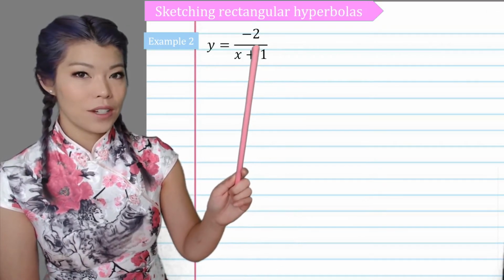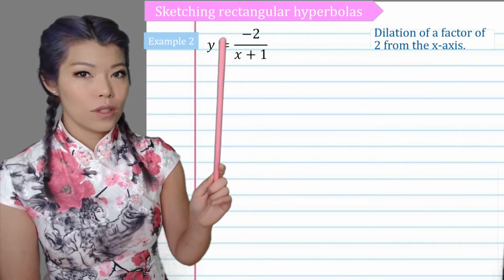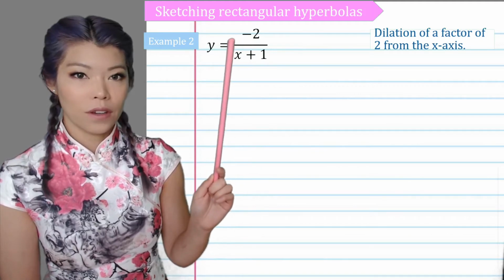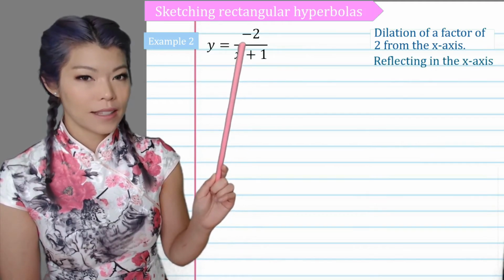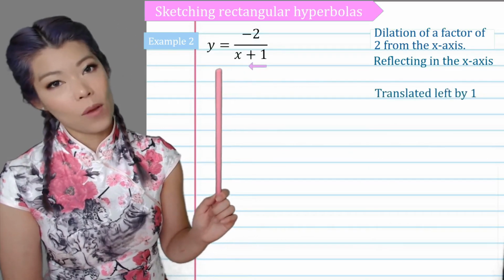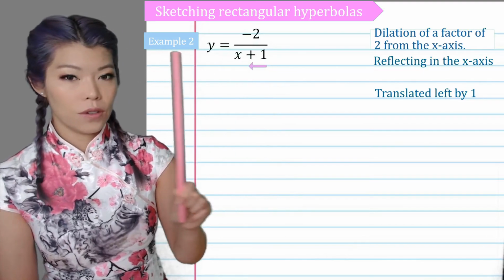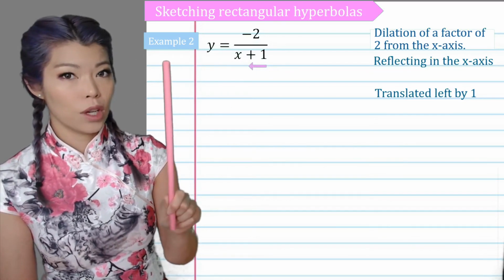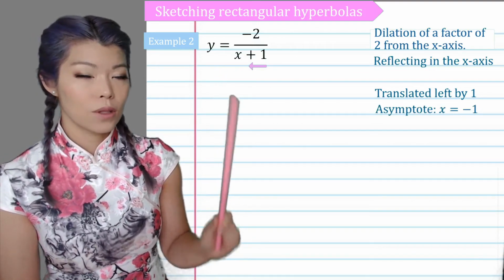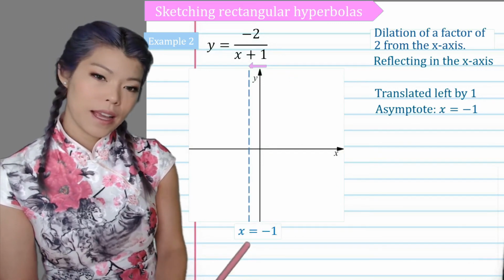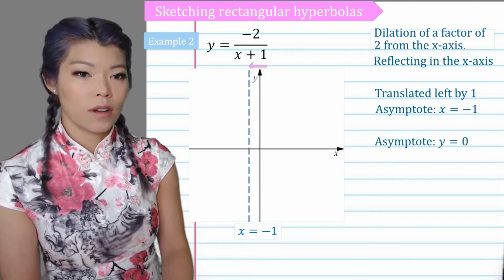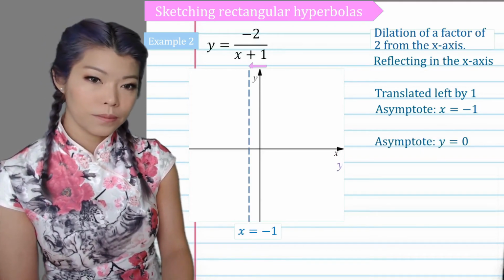Example 2. Here we have a dilation factor of 2. Remember that we do not use the negative sign in our description of dilation. The negative sign is a transformation of its own. It is reflecting in the x-axis. And then we look at the 1. That 1 describes a translation to the left by 1, which means our vertical asymptote has moved this way by 1, or in other words, the asymptote is now x equals -1. So let's sketch that. x equals -1.